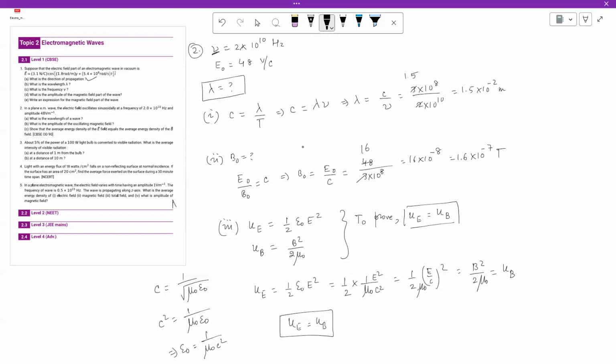Whenever we write this thing, this is always RMS. I didn't write it because generally, whenever we write this thing, it is understood that it is the RMS value. Okay, sir.